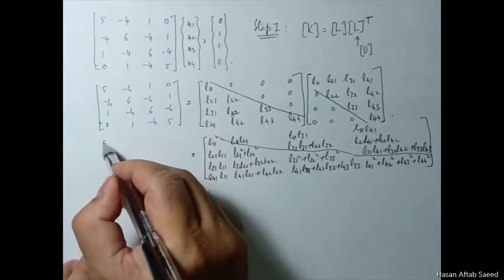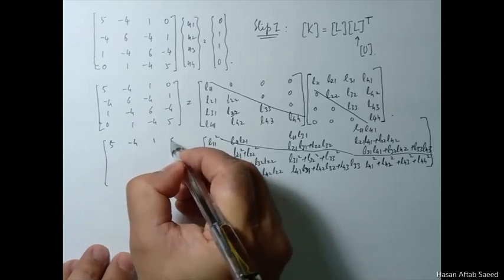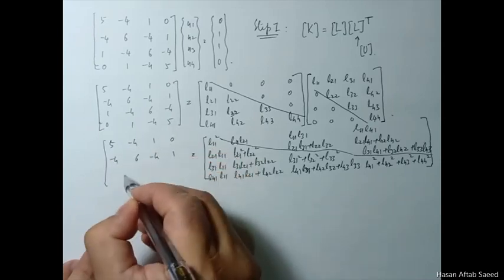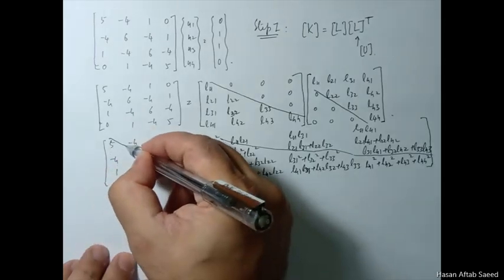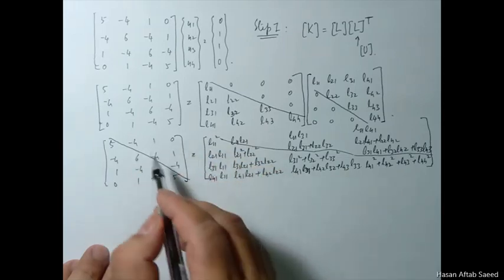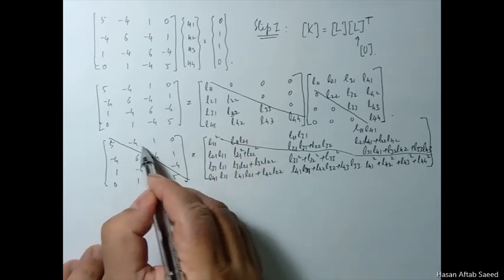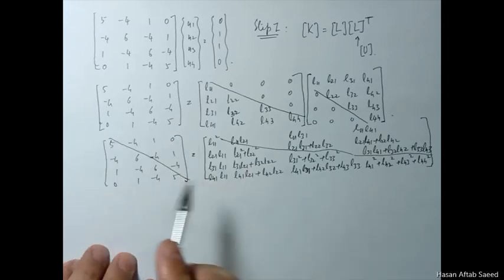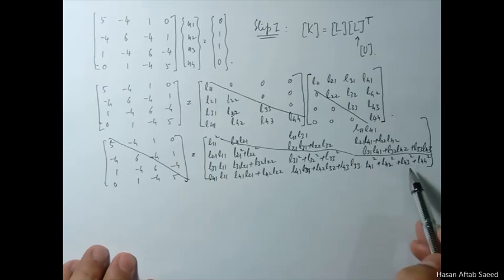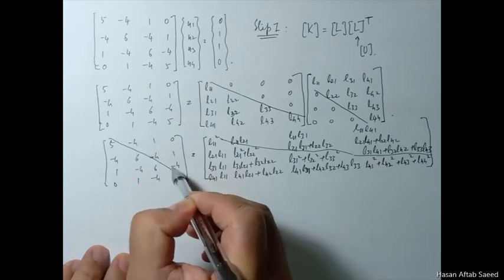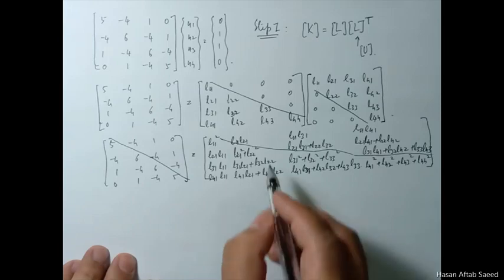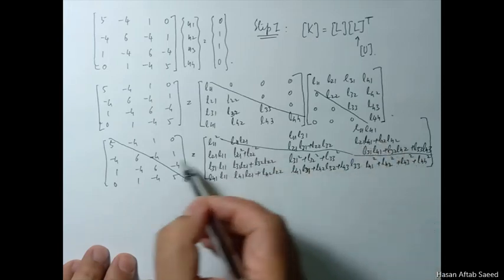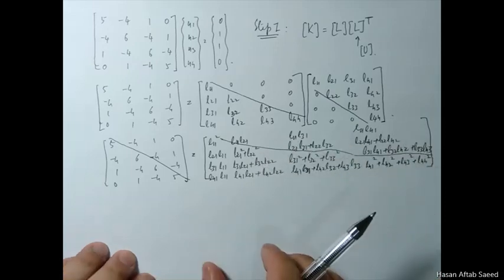If you write it like this again, 5, minus 4, 1, 0, minus 4, 6, minus 4, 1, 1, minus 4, 6, minus 4, this is the principal diagonal. Anything above it is just a repetition of anything below it, so you don't need to consider that. Now what we are going to do is equate each of these values to the variables here and find the values of those variables. We don't need to do it for these values because we would have already done it here. Whatever is here is also there, so you don't need to do it twice.